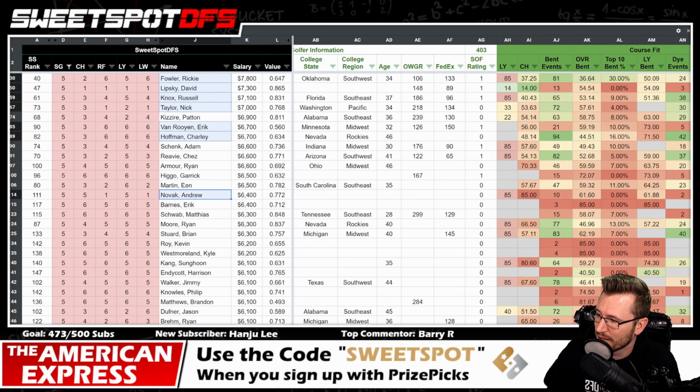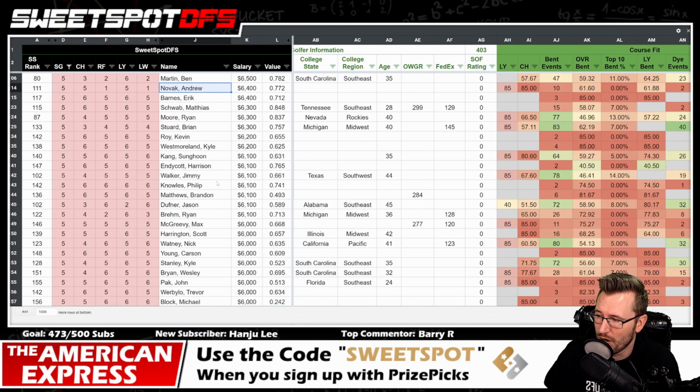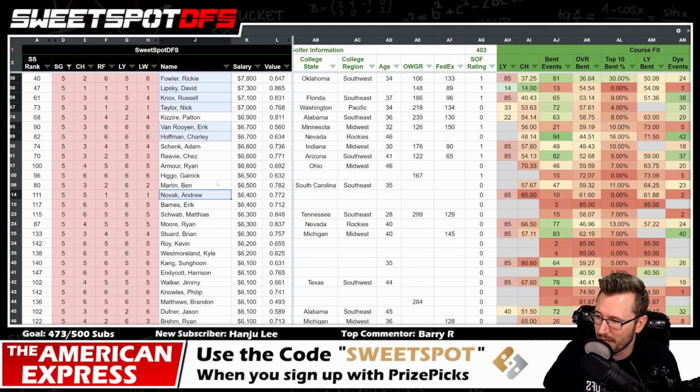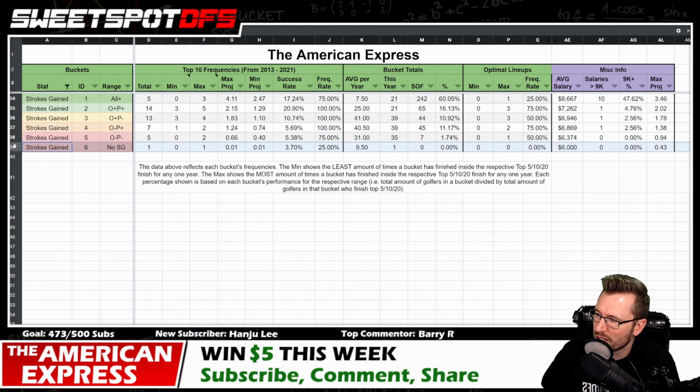Andrew Novak. Again, we want 0 to... Really, it's 0 to 2, but I don't think I want more than 1 golfer from this bucket in my lineup. So the ones that I just select, I think are good enough. And then the last one is stroke chain 6. We have 1 golfer in that bucket this year. I'm not even going to go over it.